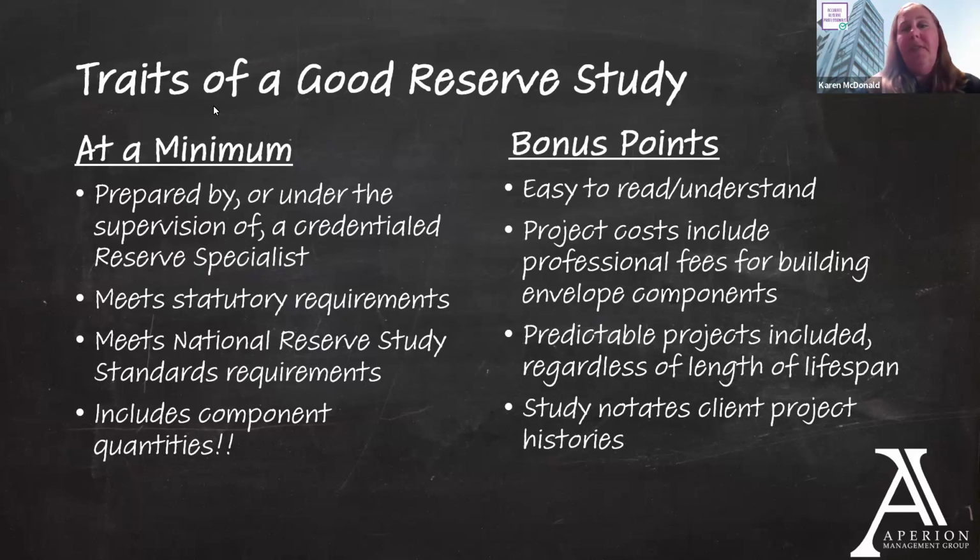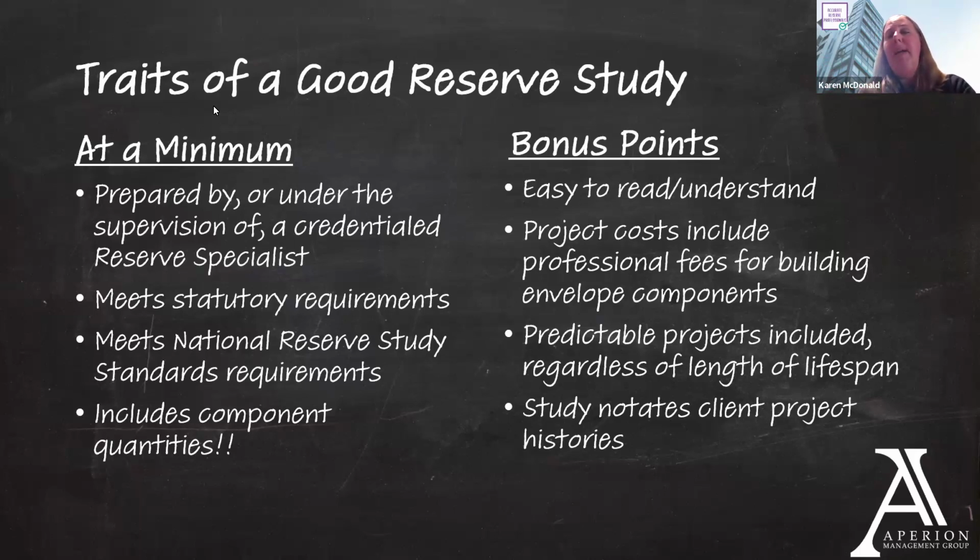Bonus points if your reserve study is easy to read and understand. If the project costs include professional fees for building envelope components. When you are replacing windows, roofs, and siding, it is a best practice to use professional project management and architectural details to make sure that you're using appropriate materials and that they're being installed correctly to get the longest useful life of that item. The reserve study cost should include the total project costs from start to finish, including those professional fees. Bonus points if the predictable projects are included, regardless of the length of the lifespan.